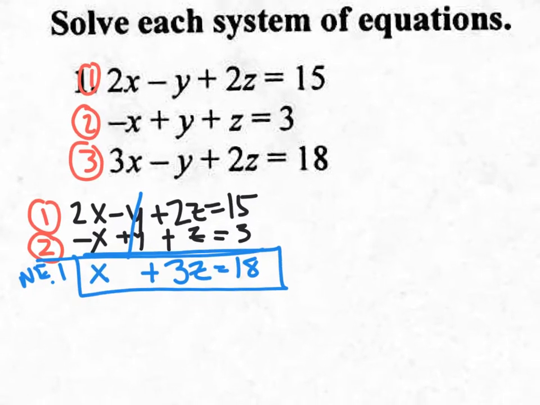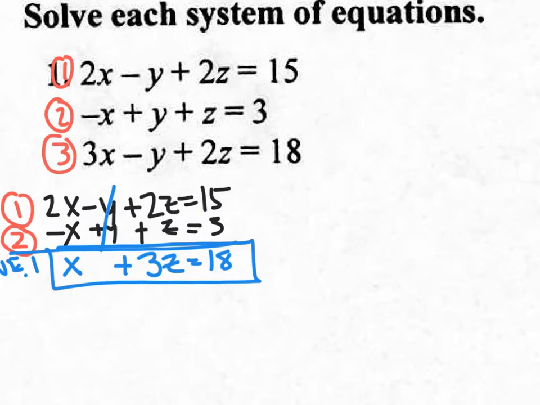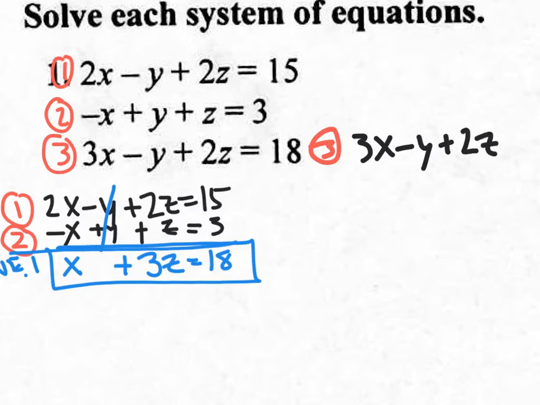So let me go over here and make a little bit of space. So I'm going to use 3. I'm just going to rewrite it right here. 3x minus y plus 2z equals 18. Okay, so there's my third equation, and I want to combine it with which other one to get the same variable to cancel? 1 or 2? 2, that's right.